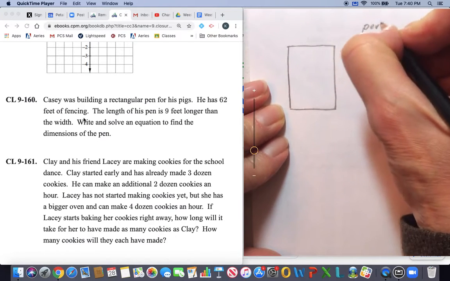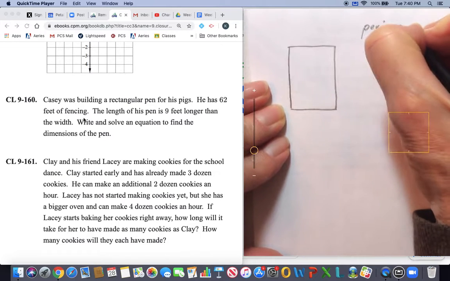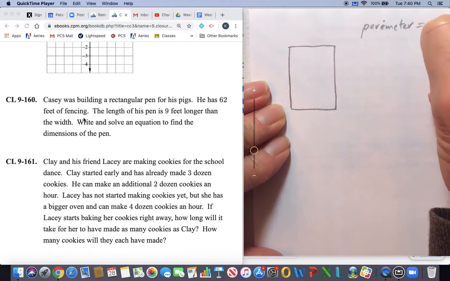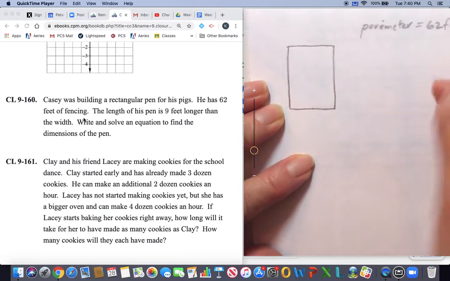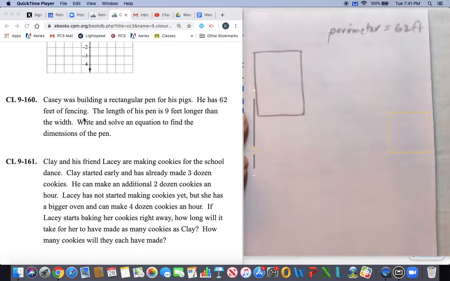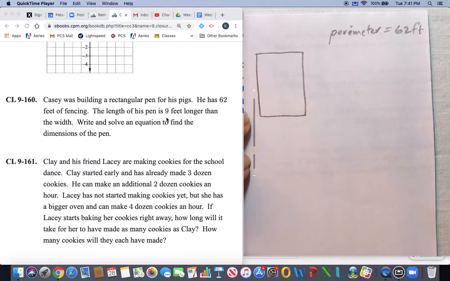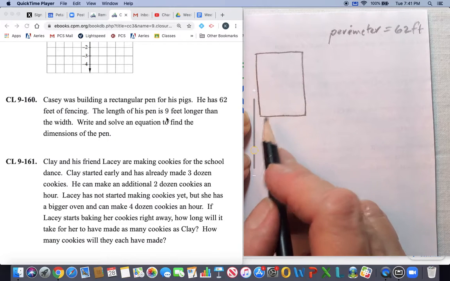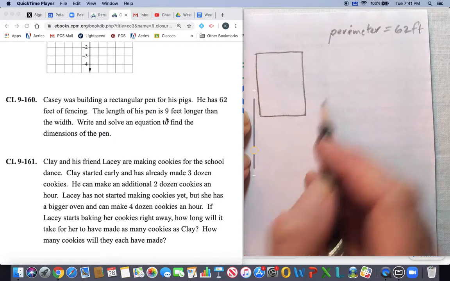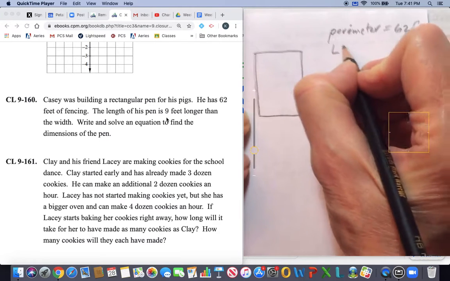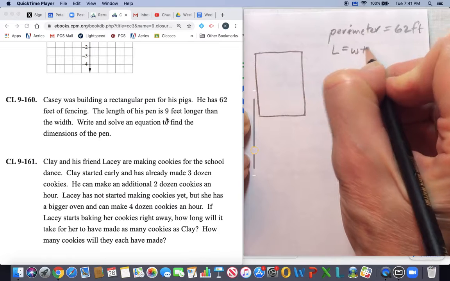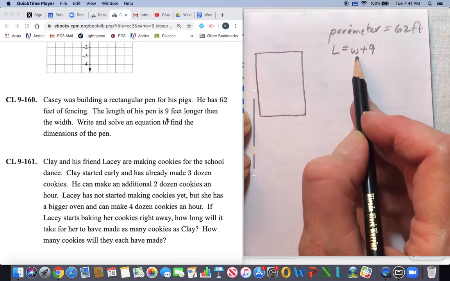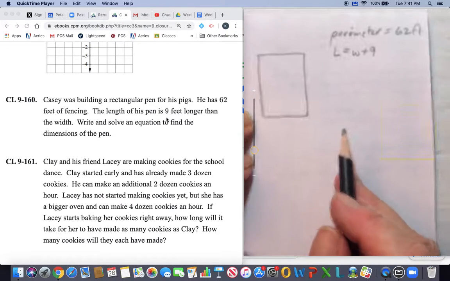So the perimeter is equal to 62 feet. All right, and then we know that the length of his pen, so one of these dimensions, the length, is 9 feet longer than the width. So length is equal to the width plus 9 feet, because the length is 9 feet longer than the width. So that's how we express that in an equation.